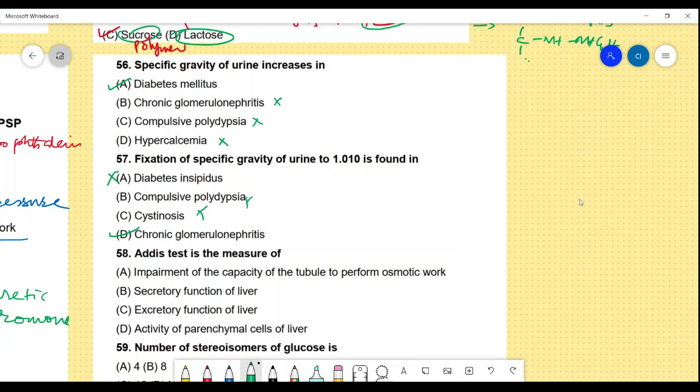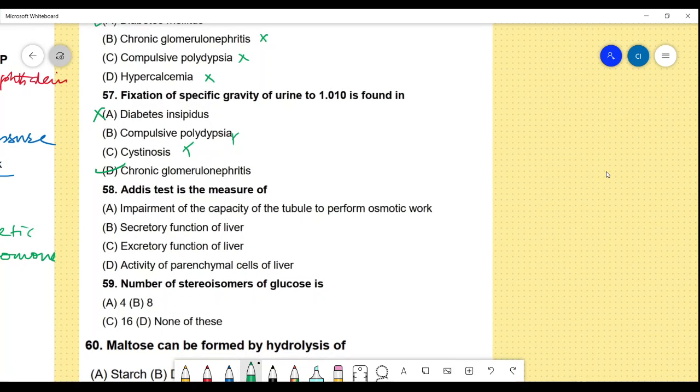Question 58 is, this test is the measure of impairment of the capacity of the tubule to perform osmotic work. So this is connected with osmotic work. Osmotic pressure means flow of solvents or solute particles from high pressure to low pressure. So this is the right answer. It's not the secretory function of the liver or the excretory function of the liver, and not even the activity of the parenchyma. It is a test for the impairment of the tubule. Tubule means that vessel that is there.